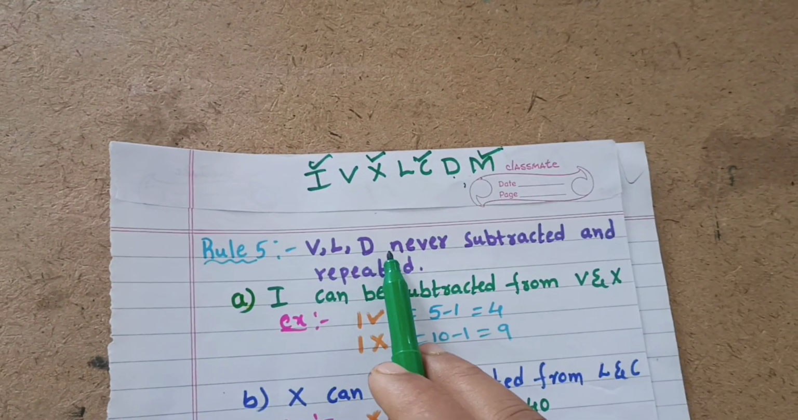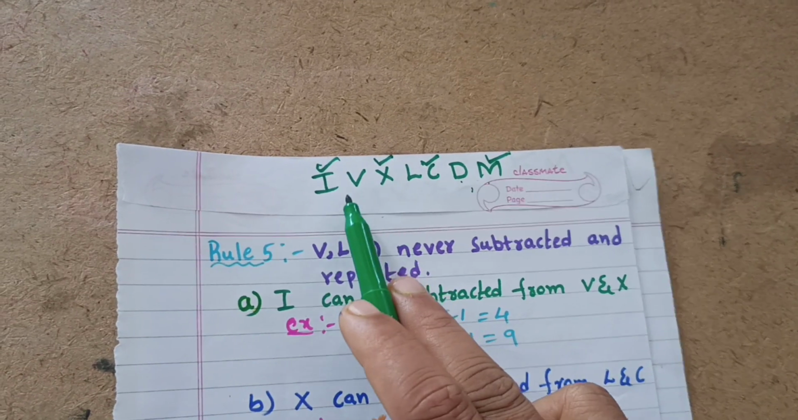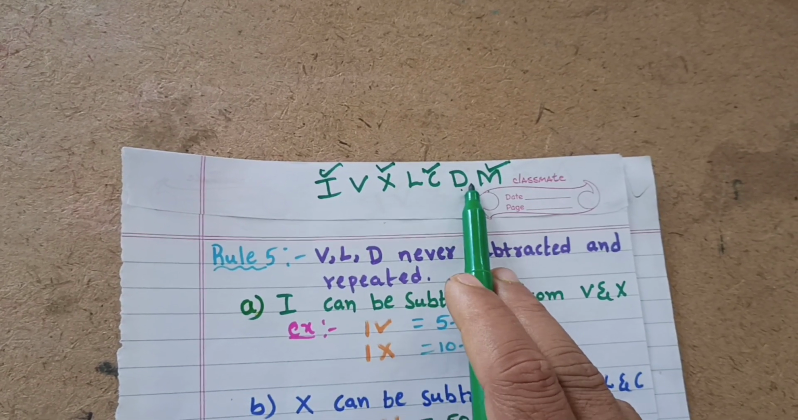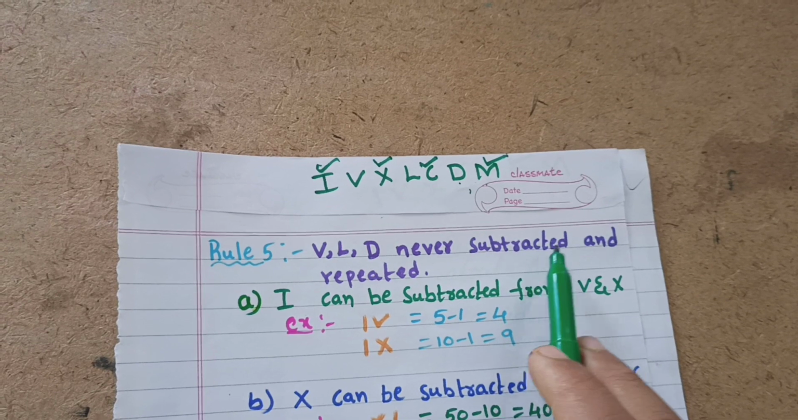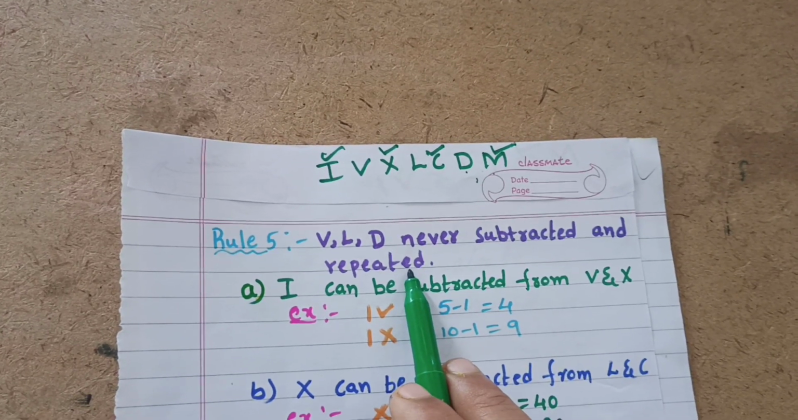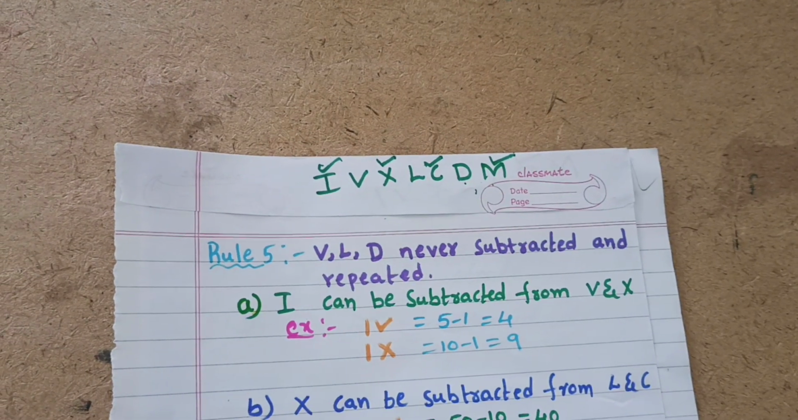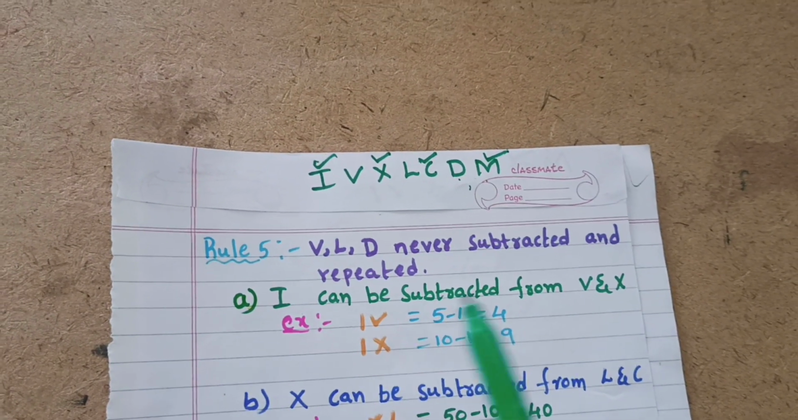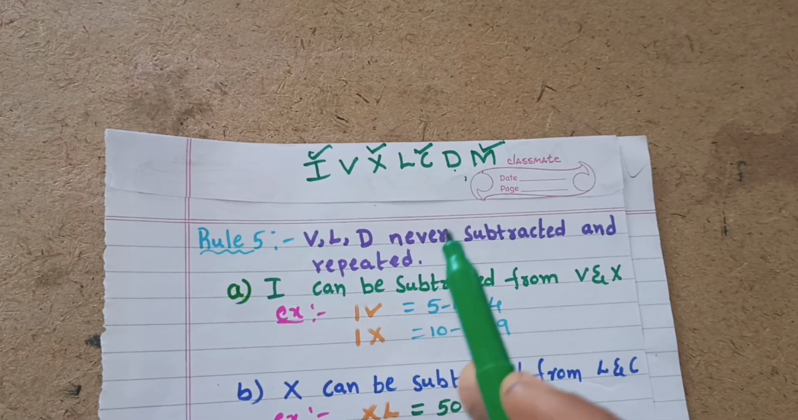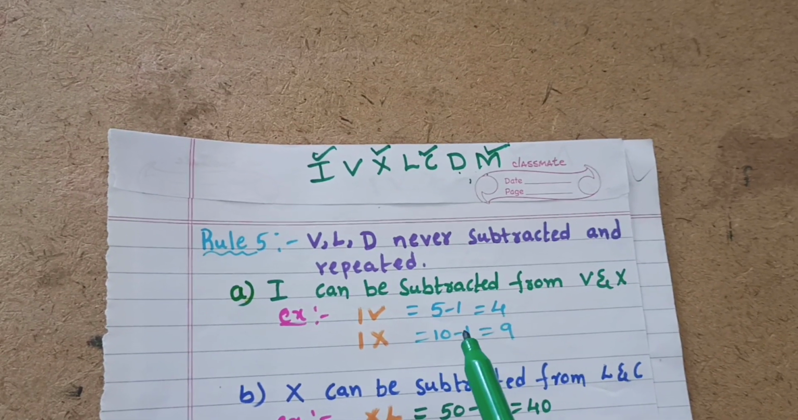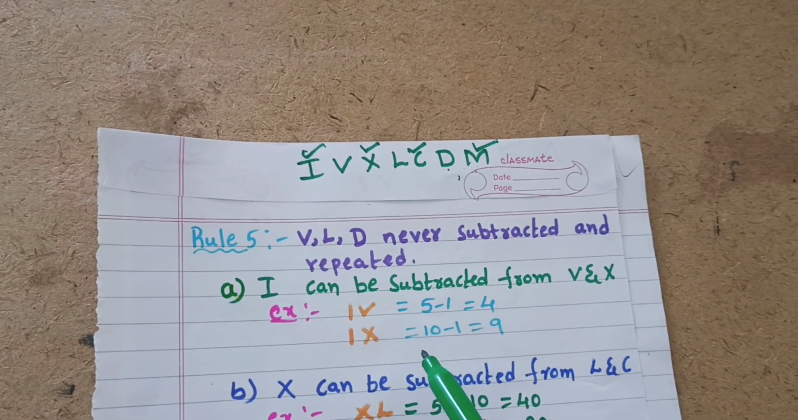That is rule 5. What is rule 5? V, L, D are never subtracted and never repeated. Only I, X, C, M can be repeated, and those symbols can also be subtracted. Let us see how they can be subtracted.